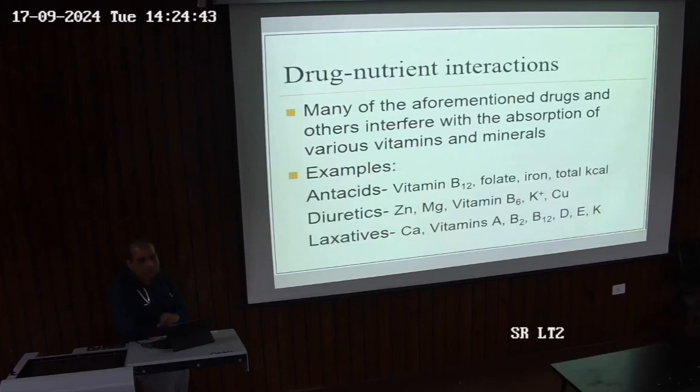Now, drug nutrient interactions. Some drugs combine with the nutrient and inhibit their absorption. Like antacids, they will combine with your B12 and folate and iron. Diuretics combine with your zinc, magnesium, B6, and laxatives combine with your calcium and vitamin A, B12, B2, and D, E, K. So in this way, the combination of antacids, diuretics, and laxatives hampers absorption from the intestinal tract.